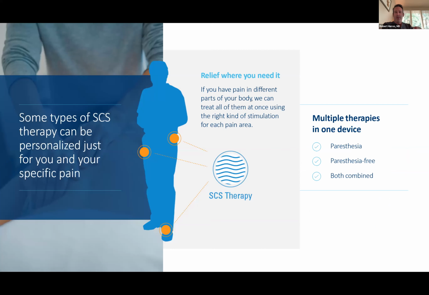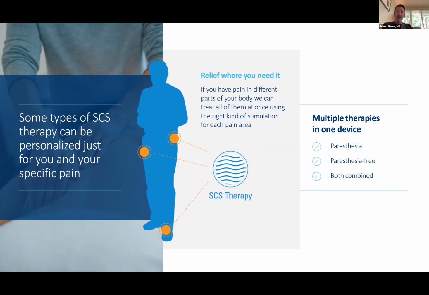So some types of spinal cord stimulation can be personalized just for you and your type of pain. And that can mean a lot of different things. That can mean that you've got pain in different parts of your body. Some people have pain in their feet. Some people have pain in their right leg and their buttocks. Some people it's the back, the buttocks, both legs all the way down, different areas. And most of the time, those different areas don't hurt the same amount. They can be very variable. And Boston Scientific in particular has some nice algorithms and programs that allow them to kind of target different areas simultaneously.